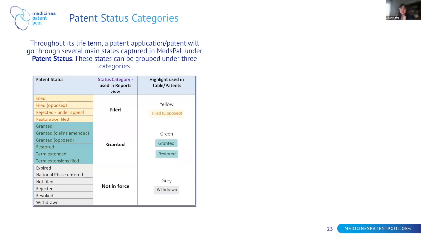And for the valid ones, such as grant or term extended, they will fall into granted, which means it's valid, and we highlight with the color green. And for expired, rejected, and withdrawn, they will fall into the not enforced status, and we will color them in gray. So it's very direct and visualized.